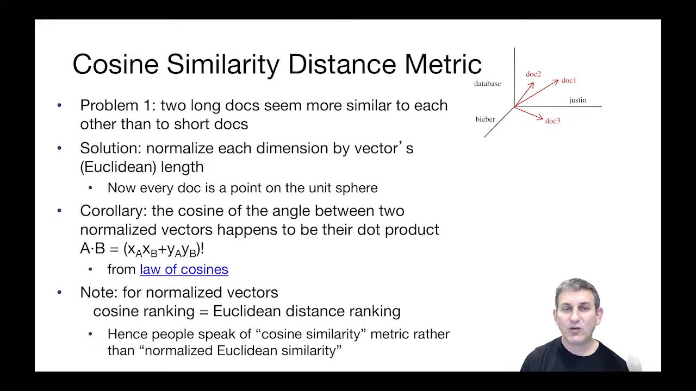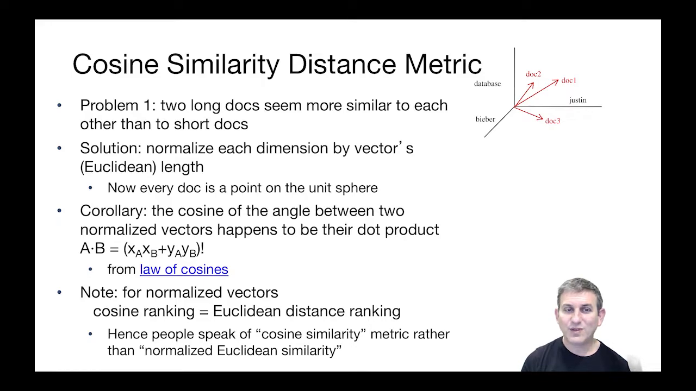Now there's an interesting corollary here. Once we normalize each dimension by the vector's Euclidean length, we can compute the cosine of the angle between two vectors by their dot product, which is just the pairwise product of all the entries in the two vectors summed up. So if we have a vector A and we have a vector B, and we have only two entries in each vector, x and y, we can take xa times xb plus ya times yb, and that is the cosine of the angle between them. Now, of course, in a 10,000 dimensional vector, that's 10,000 pairwise multiplications and 9,999 summations. But it's still very simple arithmetic to compute the angle between these guys. That comes from the law of cosines.